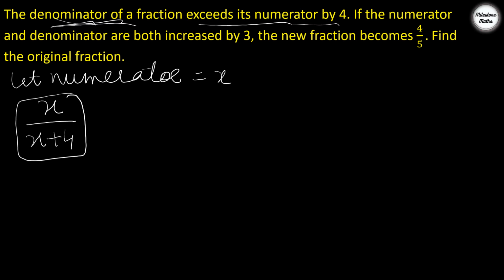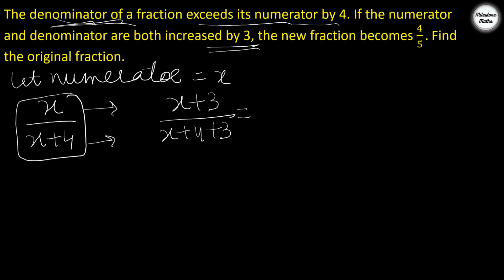Now, if the numerator and denominator are both increased by 3. Now this numerator and this denominator both are increased by 3. So x increased by 3 is x plus 3, and here x plus 4 increased by 3 becomes x plus 7. So what will it become? x plus 3 divided by x plus 7. This is the other fraction we have got.